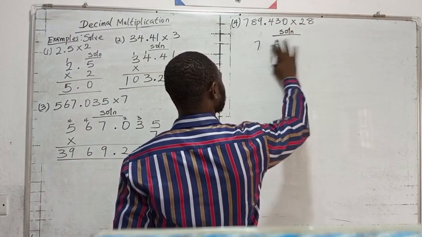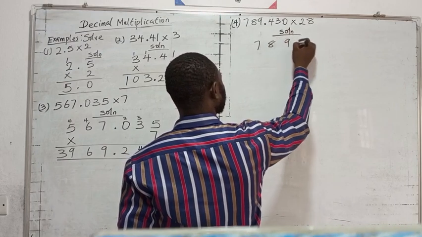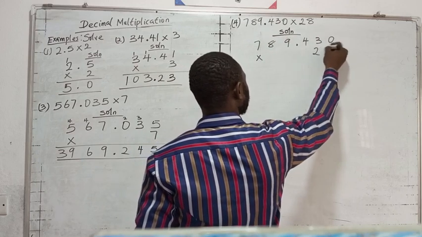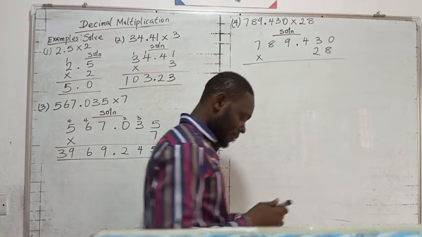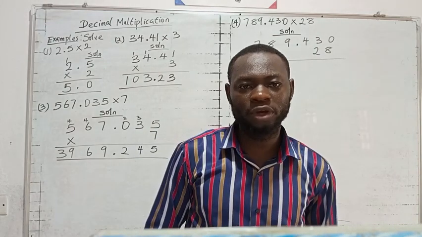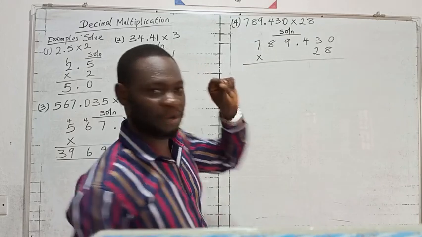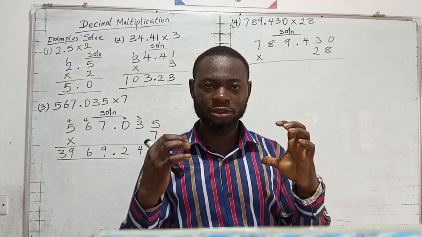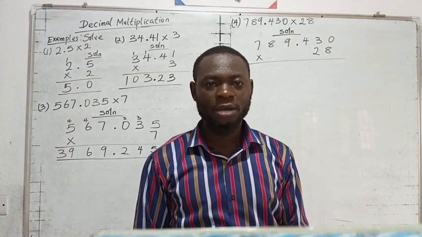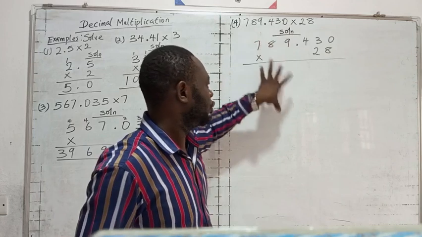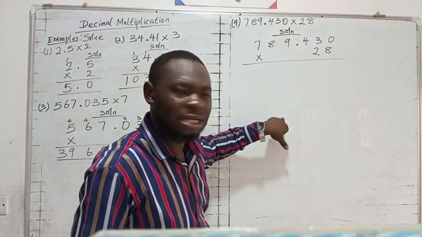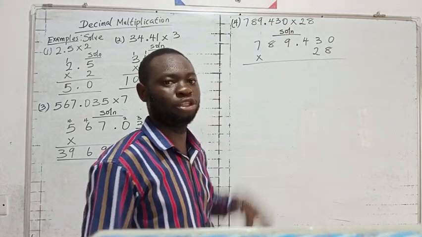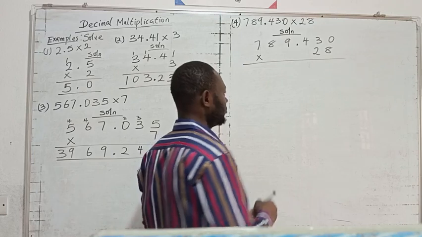789.430 times 28. Remember, I said, ignore the decimal point. Multiply as though you were doing 3-digit by 2-digit multiplication. After multiplication, you add to get your final answer, right? Now, in this, after multiplication, you add. And then in your answer, you now count the number of decimal places and put your decimal point. Okay, let's solve this.